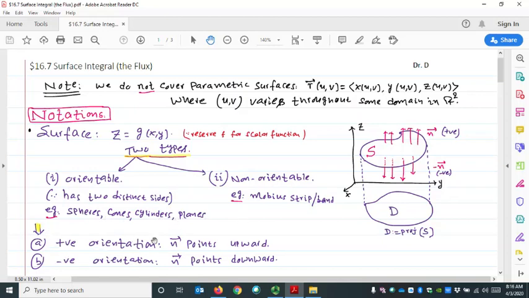Positive orientation means the normal vector points upward. So for example here it's pointing upward. And negative orientation means the normal vector points downward. For example here. Okay, so let me scroll down.